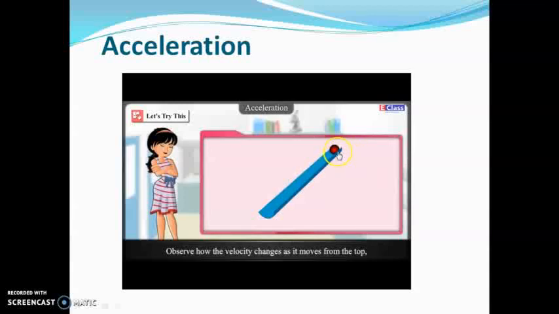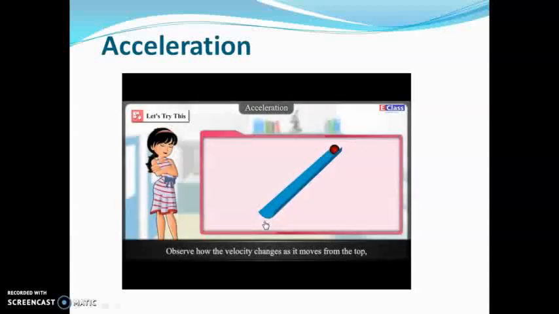Okay, so you can see here that a ball is released from the top. So what do you think, children? Will the velocity of the ball be the same at all the points? What is your answer? No, it won't be the same at all the points. In the beginning, it will be less. Then it will go on increasing, increasing, increasing. And when it touches the ground, will the ball stop? No, it will go some distance and then when the velocity becomes 0, it will stop.